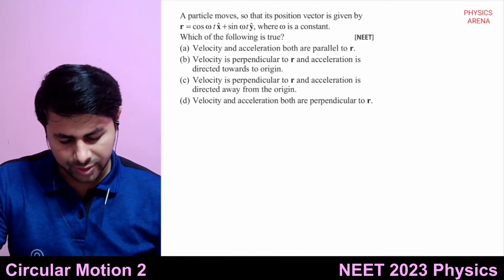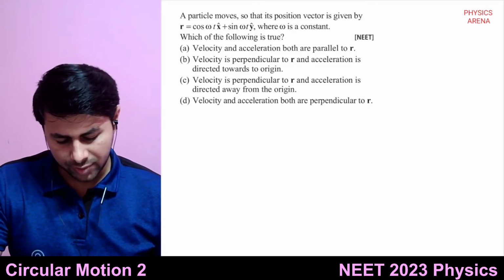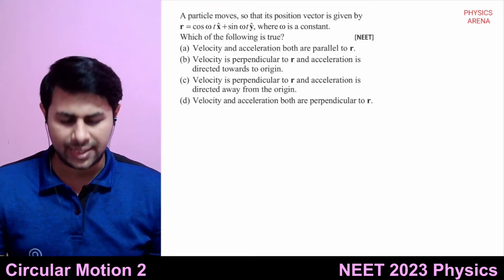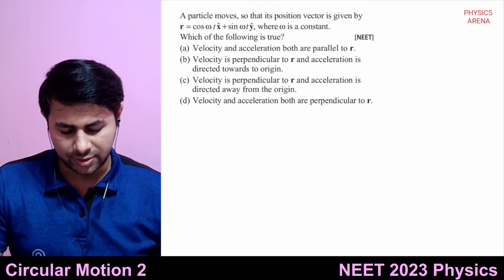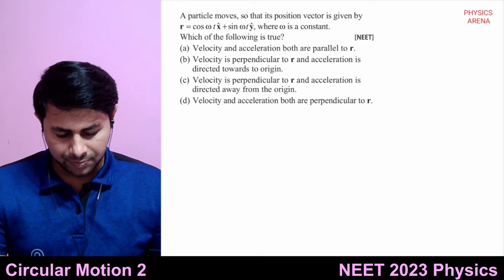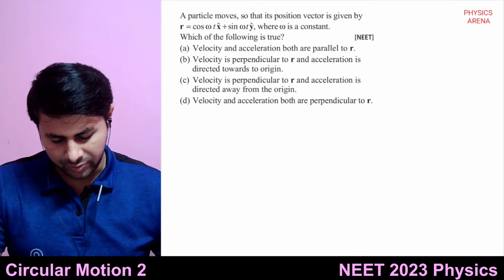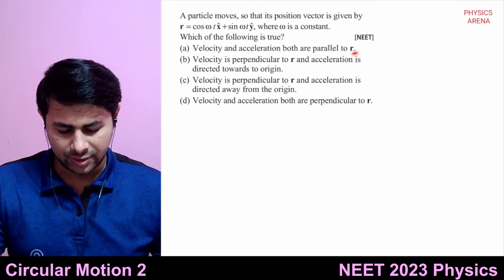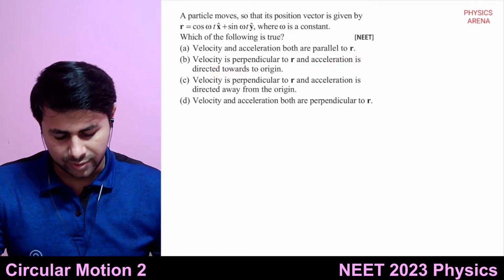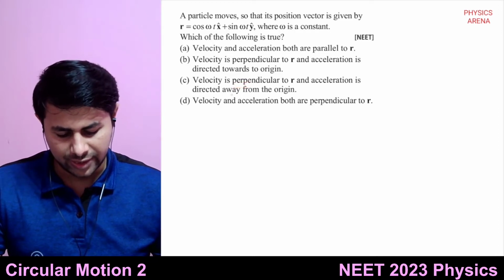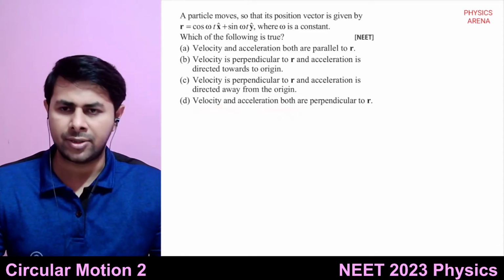A particle moves so that its position vector is given by r equals omega t multiplied by x cap, where x cap is your i cap, plus sine of omega t multiplied by y cap, where omega is constant. Which of the following is true? This is a slightly different but similar question. Option A: velocity and acceleration both are parallel to r. Option B: velocity is perpendicular to r and acceleration is directed towards the origin. Option C: velocity is perpendicular to r and acceleration is directed away from the origin. Option D: velocity and acceleration both are perpendicular to r.